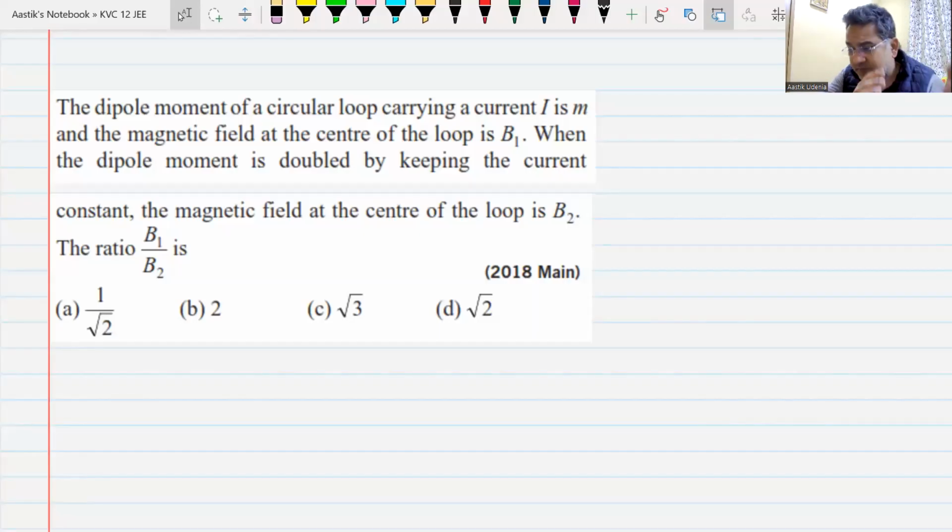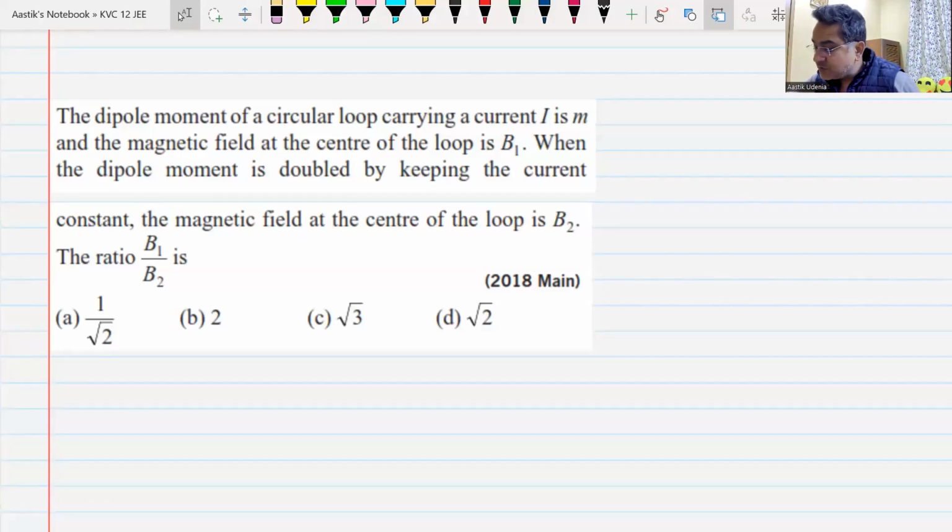Here comes a question from your recent exams, 2018 JEE Main. The dipole moment of a circular loop carrying a current I is M, and the magnetic field at the center of the loop is B1. When the dipole moment is doubled by keeping the current constant, the magnetic field at the center of the loop is B2. These are the type of questions that you get in the examination hall, which are very simple if you understand the concept and you can do them very quickly. What is the ratio of B1 by B2? Your time starts now.